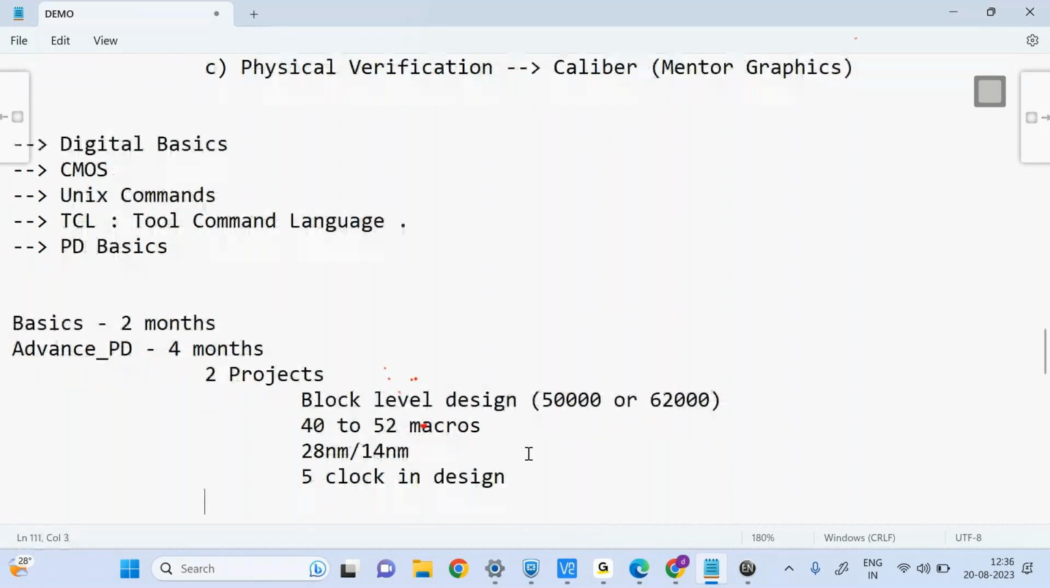One of the projects we do is a multi-voltage design. The multi-voltage design we do in the class, and another simple design we'll give to you. This also covers STA, static timing analysis.